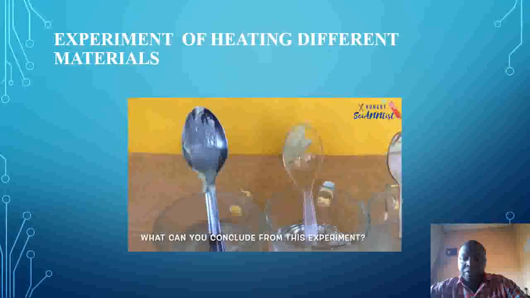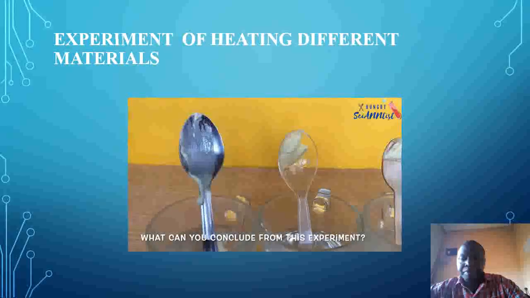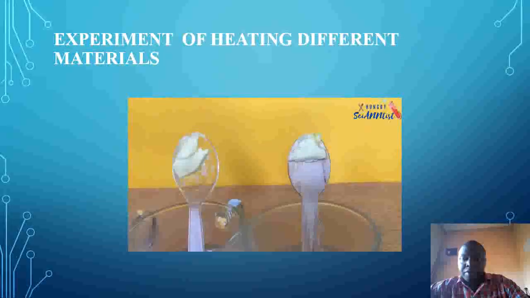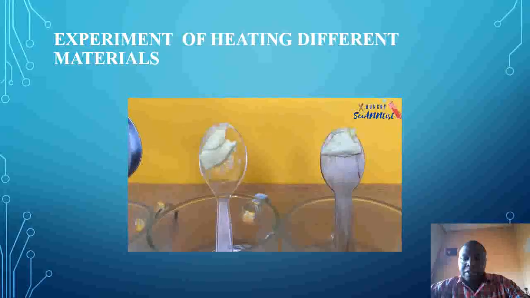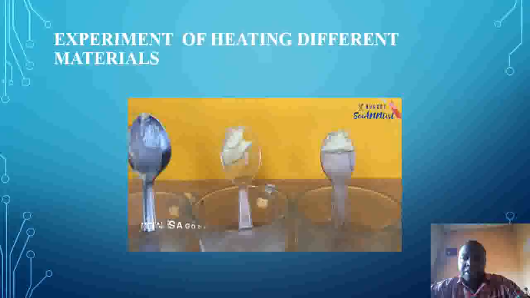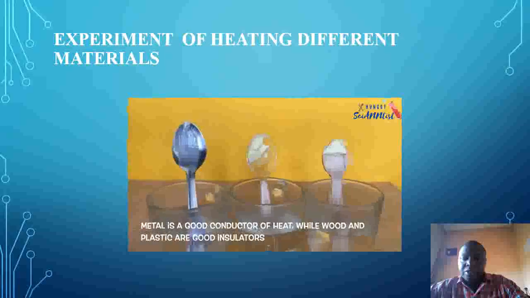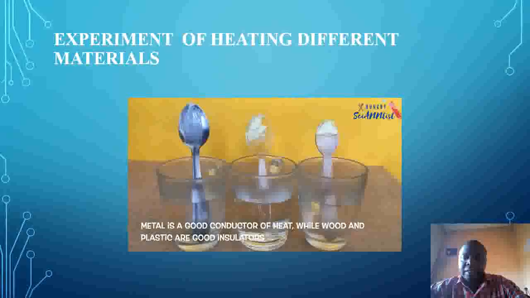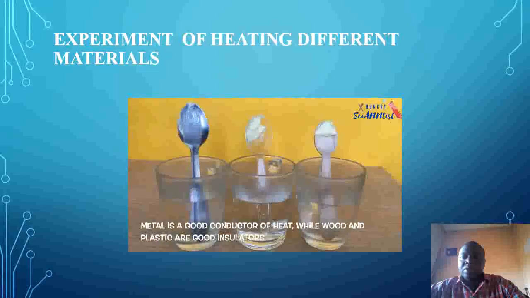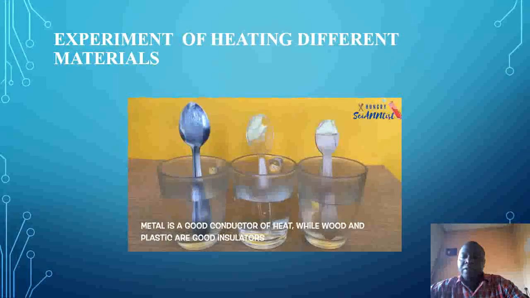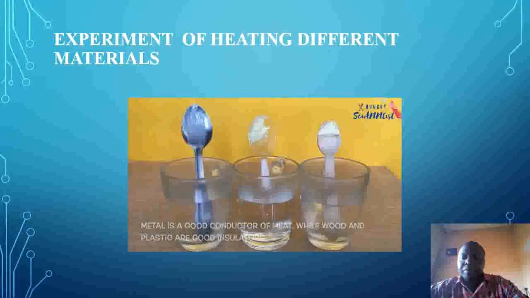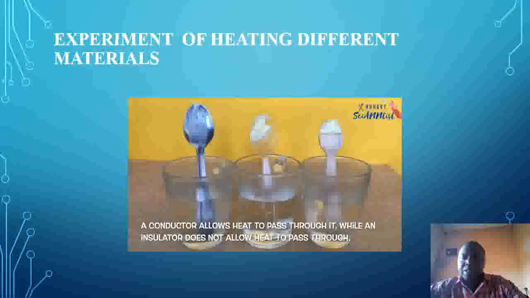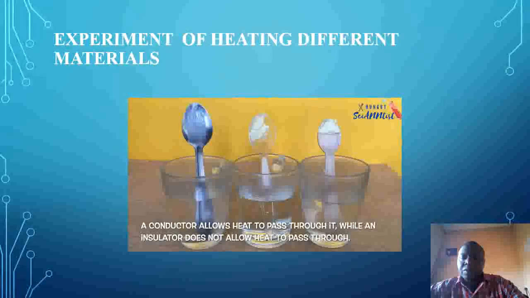What can you conclude from this experiment? So you discovered that this spoon conducts heat much faster. It's a good conductor of heat. The metal is a good conductor of heat, while wood and plastic are good insulators. It takes so long and they don't even conduct at all. A conductor allows heat to pass through it, while an insulator does not allow it to pass through it.